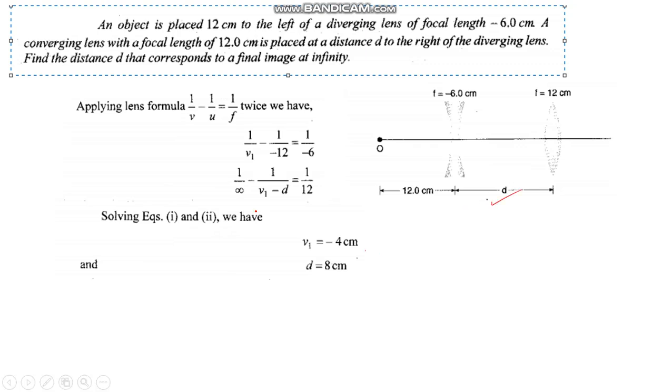You have to apply the lens formula twice. If you apply it for the concave lens, it is 1/v minus 1/u is equal to 1/f. Here u is equal to minus 12, obviously because it is in the opposite direction of the ray, and focal length is given as minus 6.